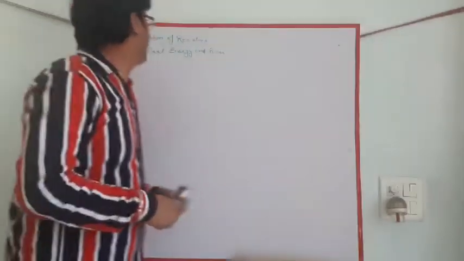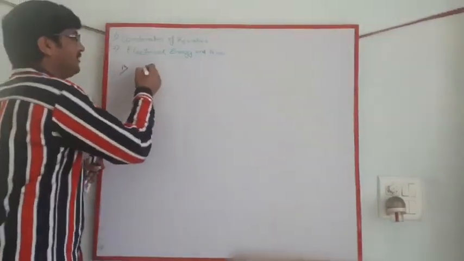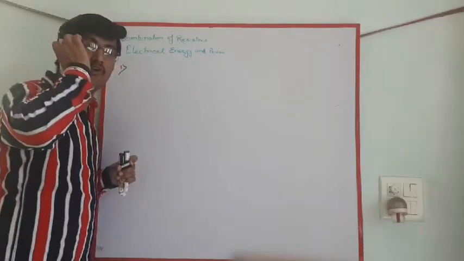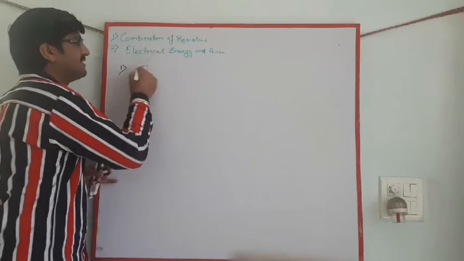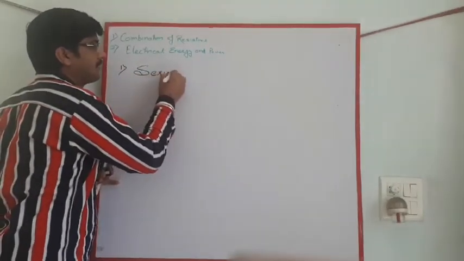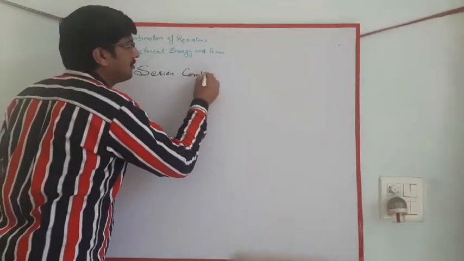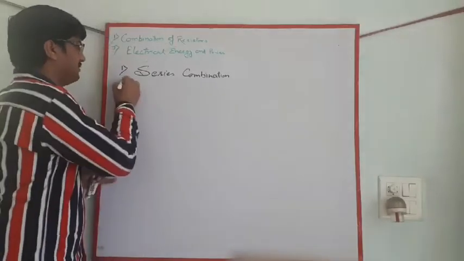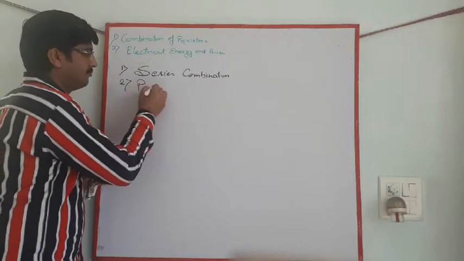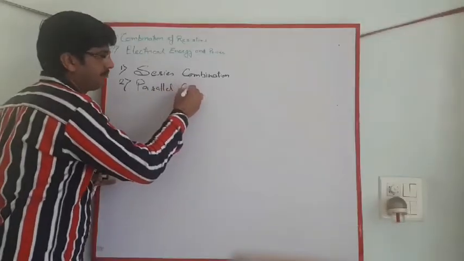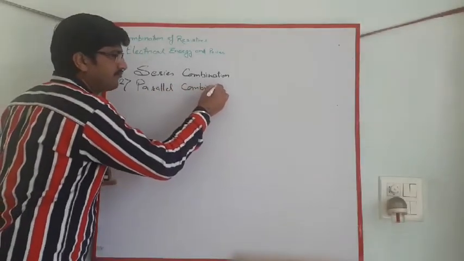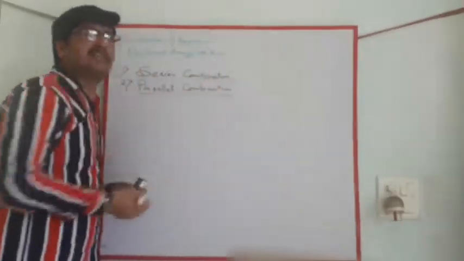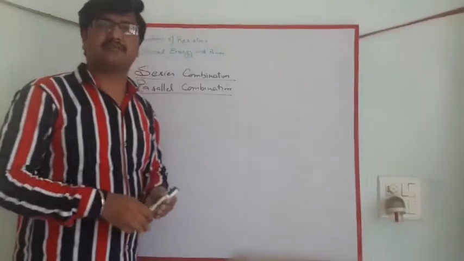So there are two ways in which the resistors can be connected or grouped with each other. The first one is series combination, and the second one is parallel combination. Series and parallel, same as the capacitors.